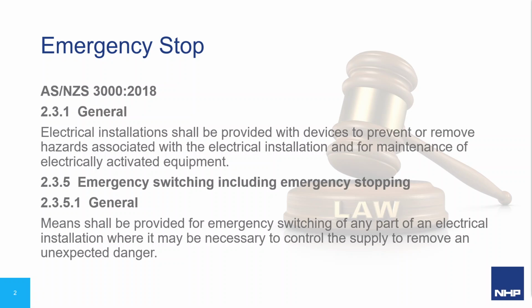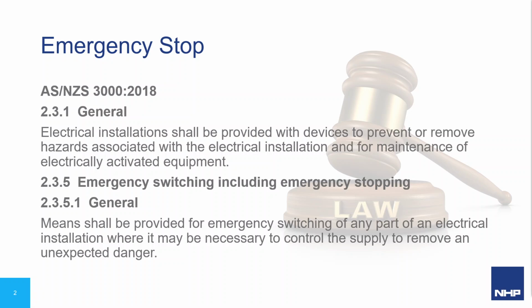This involves ensuring that the electrical installation includes switching devices or other means of disconnection for the purposes of isolation, mechanical maintenance, other function control, and, of course, emergency functions, the last of which we are most concerned with given today's topic. For the emergency function, we're pointed to clause 2.3.5 for emergency switching, including emergency stopping, which provides us with more granular detail for what devices for emergency switching function should detail.